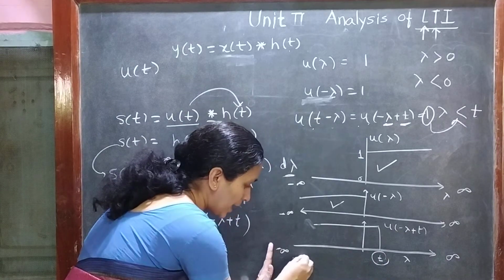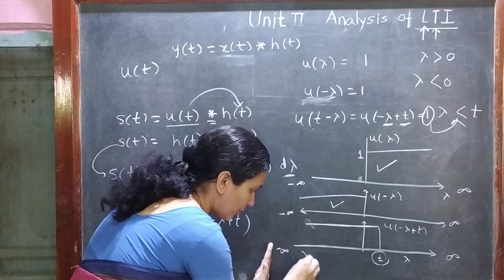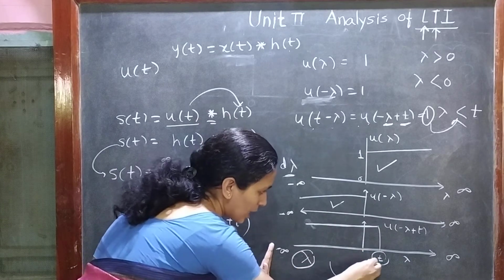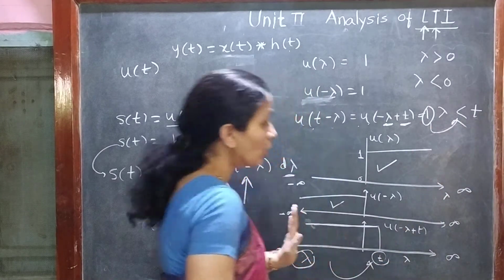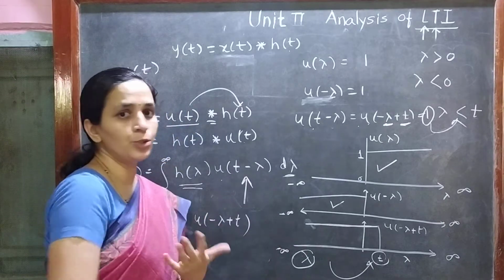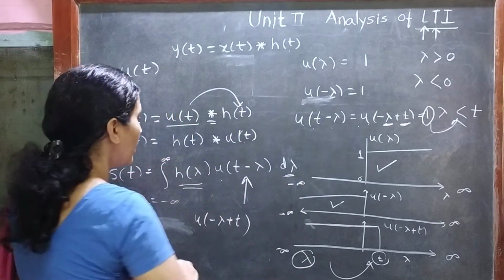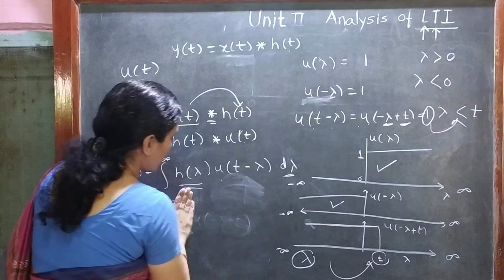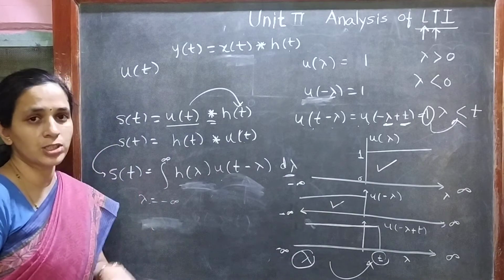u of minus lambda plus t is equal to 1 for all the values of lambda which are less than t. For all the values of lambda which are less than t. So this is how I have represented my shifted unit step signal. And when in turn that signal is applied to the system, the response of the system that I am going to get is known as unit step response.